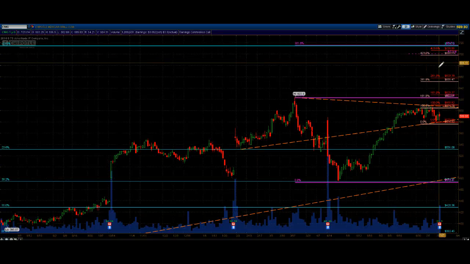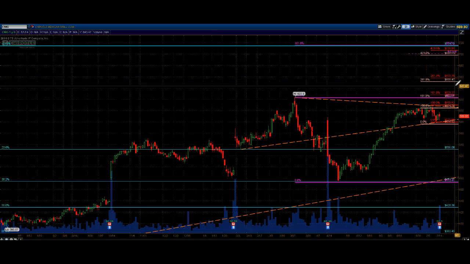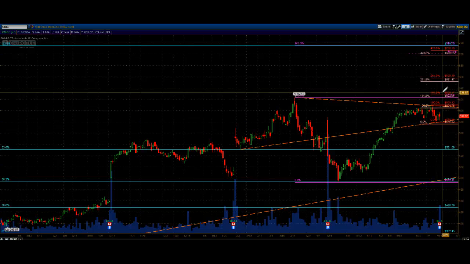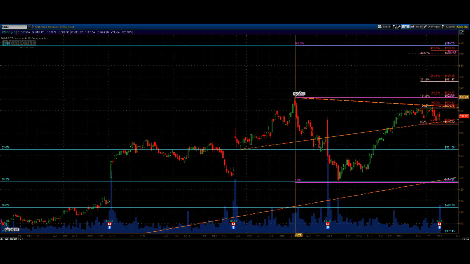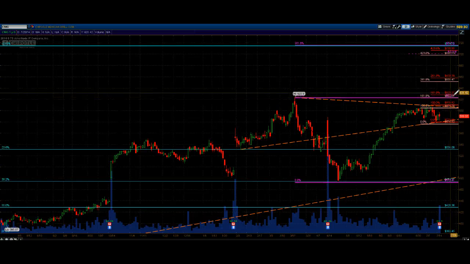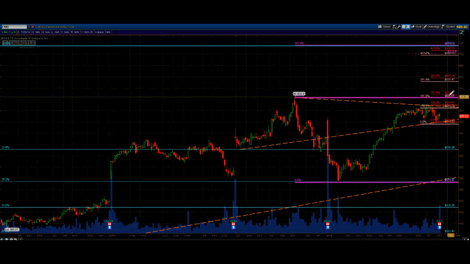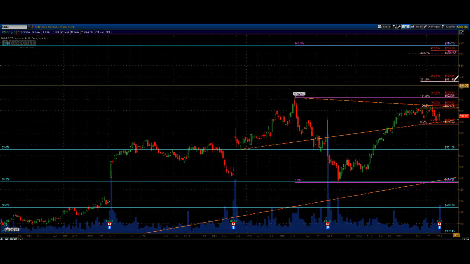If it does test these and it falls, then you can look for your support in the 630 range, which would also probably come down and maybe test the 622 from the all-time high. If it's this low, you would assume that it would retest the $600 range. And then if it would hold here, then you could play it to the upside again.